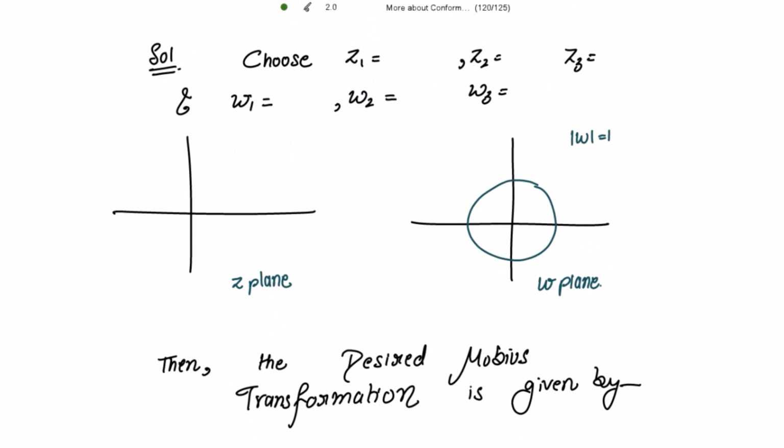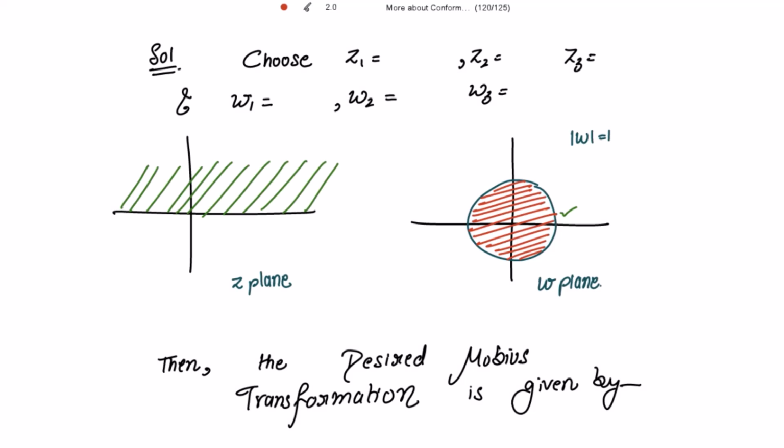Suppose this is your z plane and this is your w plane, where this is your unit circle |w| = 1, right? They are saying that we have to find the Mobius transformation of the upper half of the plane, this, onto the interior of this unit circle, right? For that, we need to choose the points in the z-plane in such a way that when an observer moves from the point z1 to z3, passing through the point z2, then this upper half of the region will appear left to the observer, right? So the direction of the observer would be in this direction.